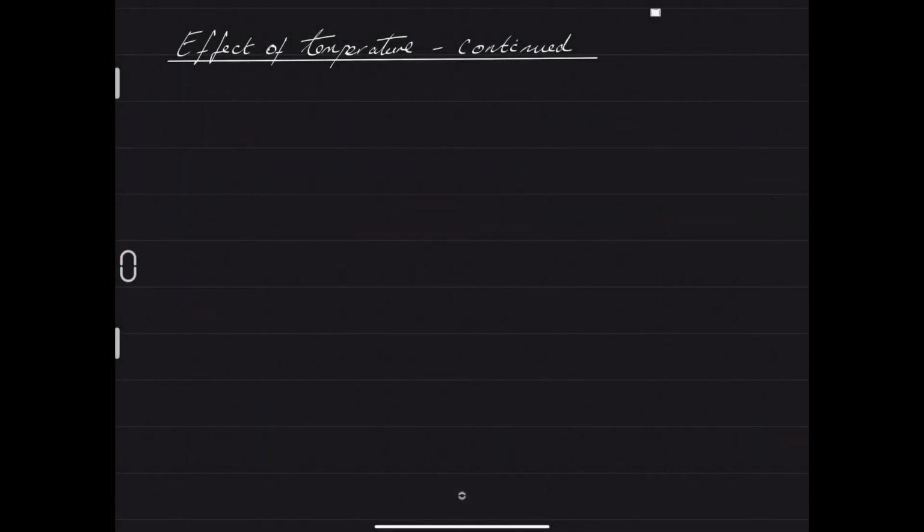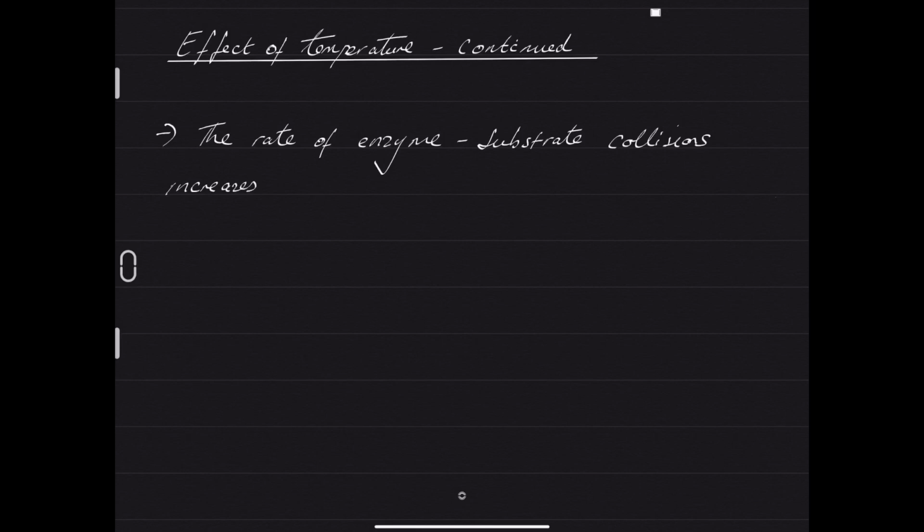So let us now sum up what happens as we keep increasing the temperature. We have seen how it affects the kinetic energy of enzymes and substrates. Now we're going to expand this further. The first point is that the rate of enzyme substrate reactions, or enzyme substrate collisions, increases as the temperature increases.